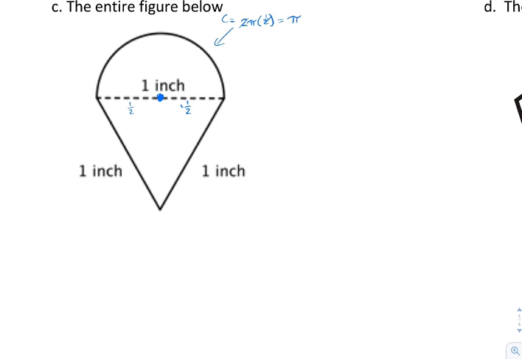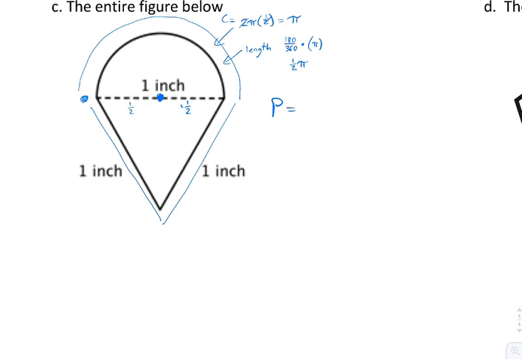But I've got half a circle. So the length of this arc, which is 180 out of 360, or half the circle, times the total circumference of pi, is 1/2 of pi. So the entire perimeter of this shape, if I start at this point, is half the circumference of this circle, which we just found, plus 1 plus 1. So the perimeter is 1/2 of pi plus 1 plus 1, or pi over 2 plus 2.